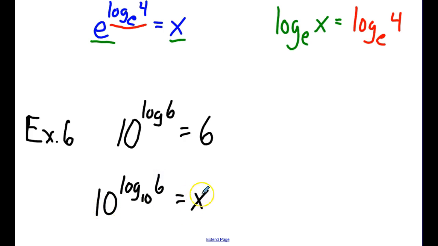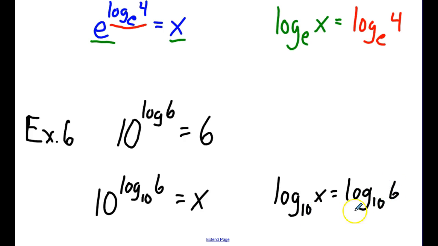Then if we rewrote this in logarithmic form, we would have log base 10 of x equal to log base 10 of 6. Again, we don't have to go through these steps. If we recognize right away that this is log base 10 and we have an exponential with base 10, those simplify, we're just left with the value of the logarithm 6.